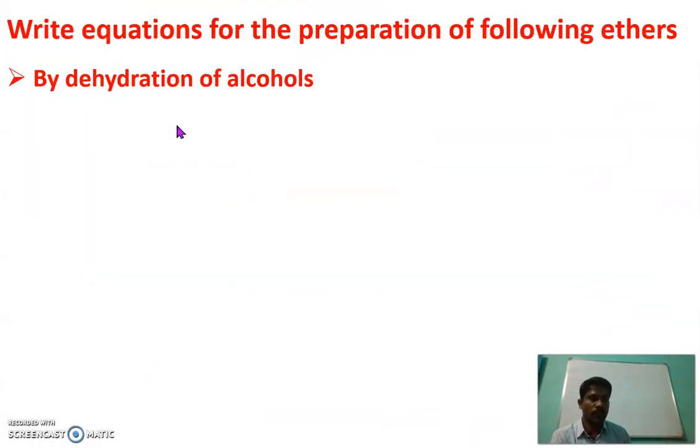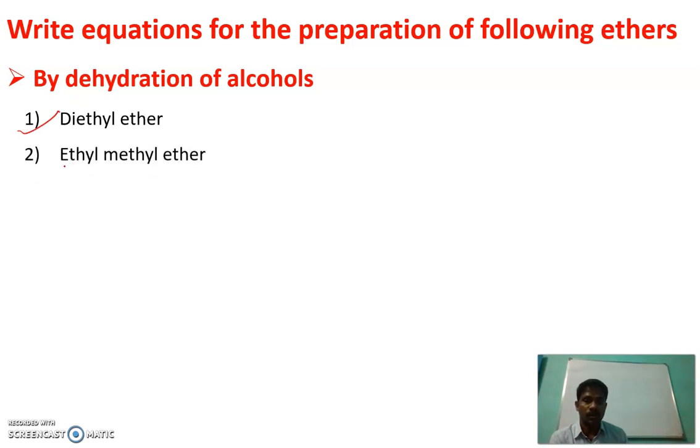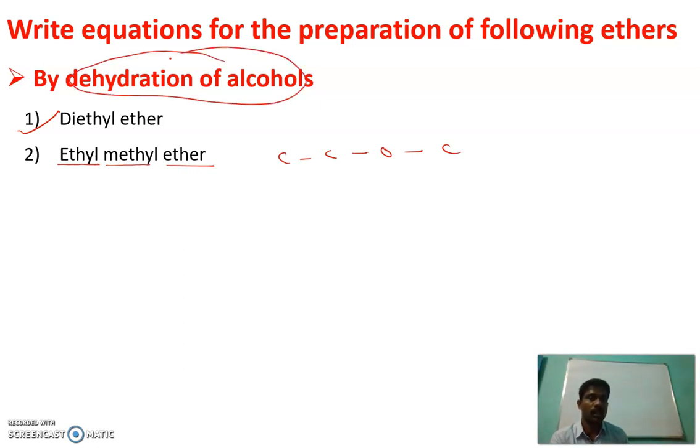Next, write equations for preparation of the following ethers by dehydration of alcohols. The first equation I have already done with mechanism. It was completed. Now the second. So here this is an unsymmetrical ether where the two alkyl groups are different. So ethyl methyl ether. It is not appropriate to prepare an unsymmetrical ether by dehydration of alcohols. The same question is there in our NCERT textbook also.